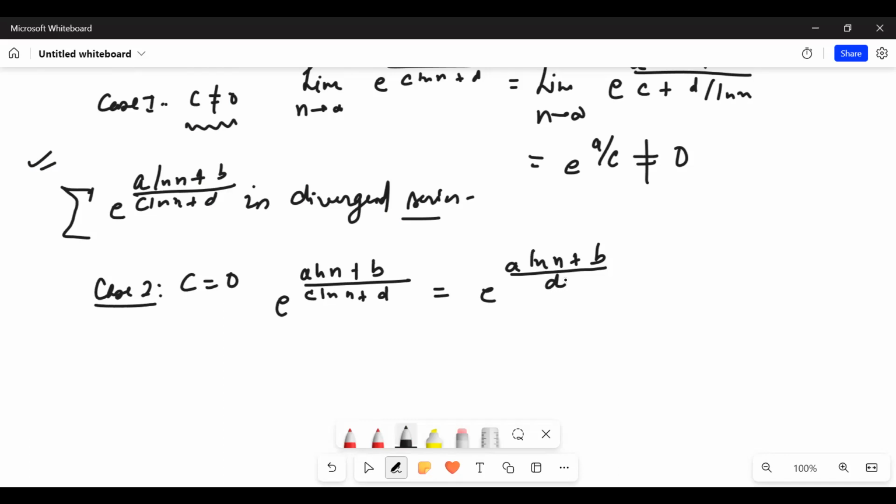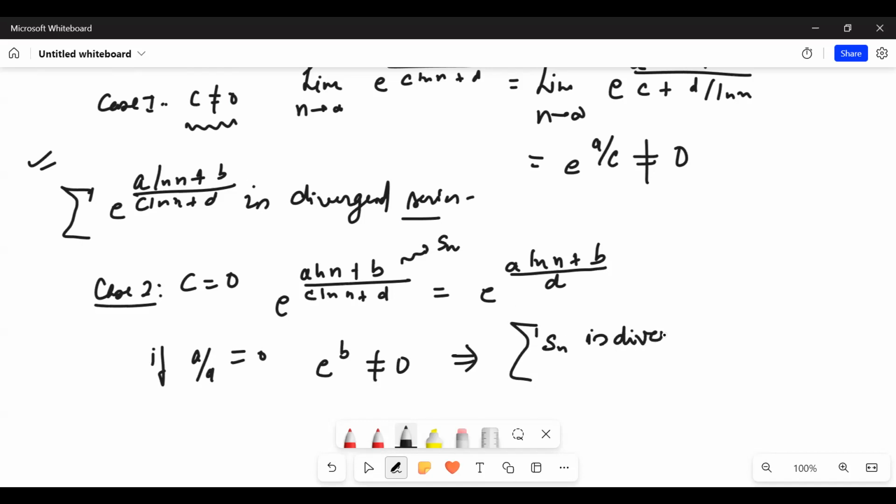Now, if A by D is equal to 0, then it becomes e raised to power B, certainly non-zero, which would imply that the summation series, let's say this is Sn, is divergent because it does not hold the condition for convergence. Because if the series is convergent, then limit Sn should be 0, which indeed is not the case. So if A by D is 0, then it is not working.